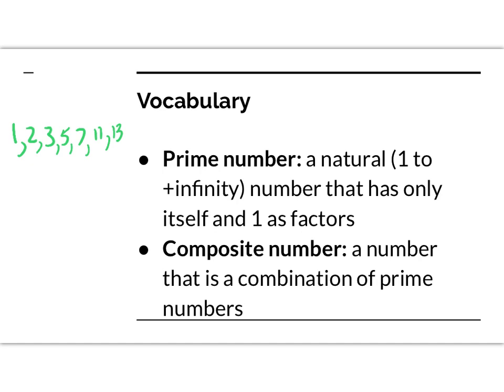A composite number is a combination of prime numbers. So a number like 4, 6, 8, 10. These are examples of composite numbers because for 4, 2 times 2 makes 4. And 2 is prime and the other 2 is prime.